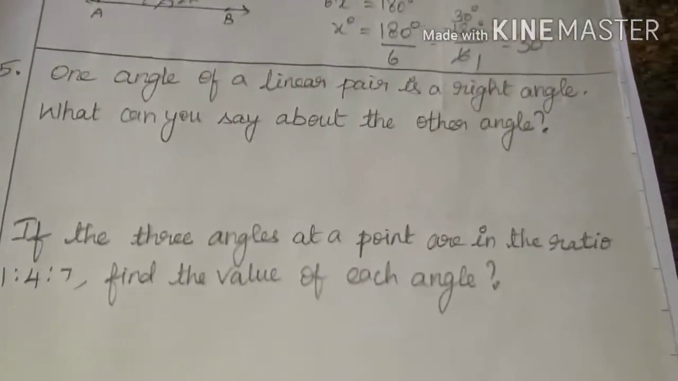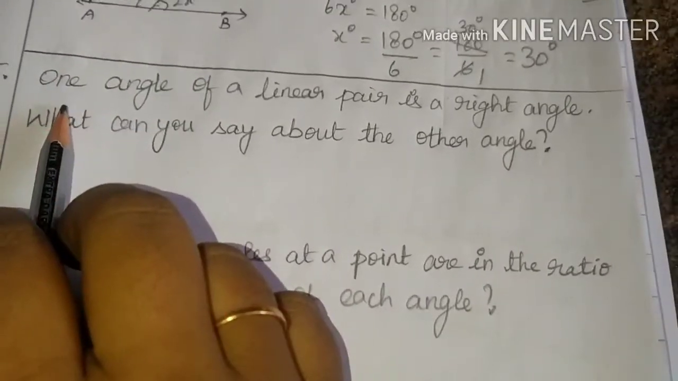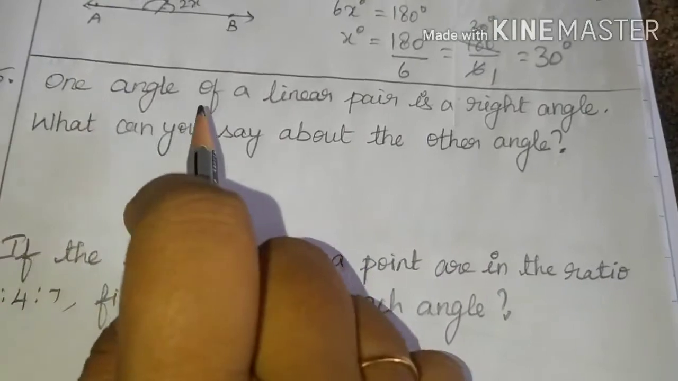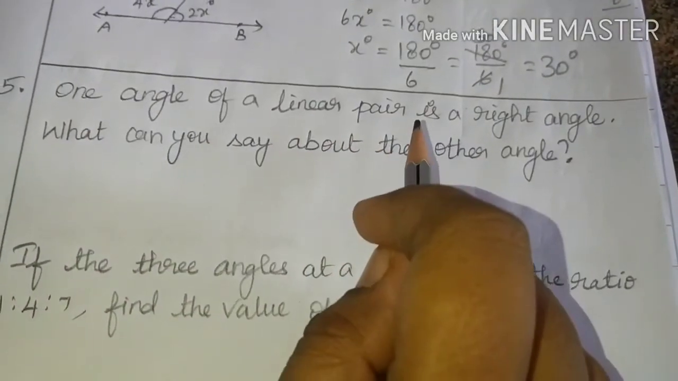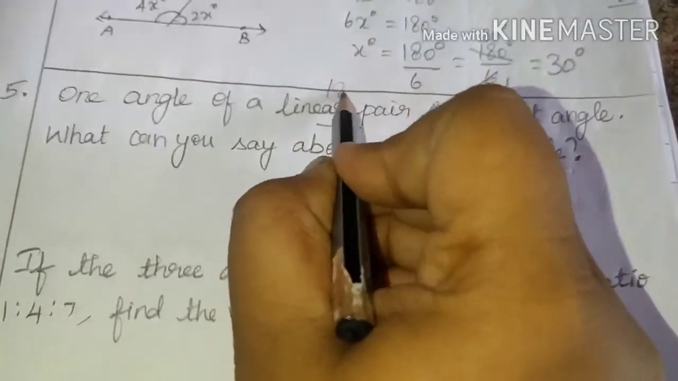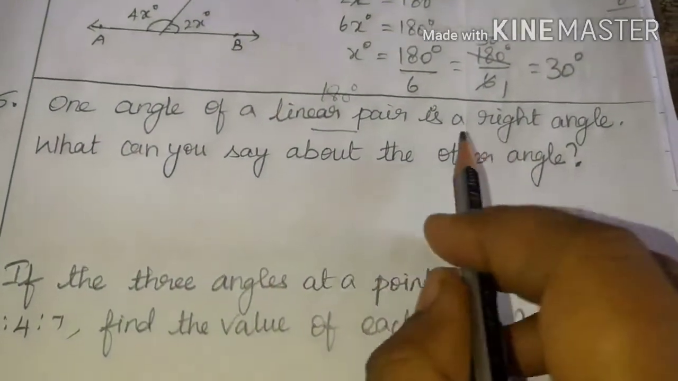Okay. So next we are going to learn this 5th question. Look at this, children. Very simple question. This is one angle of a linear pair. One angle of a linear pair means we have to take it as 180 degree. 180 degree la linear pair irukka podu.